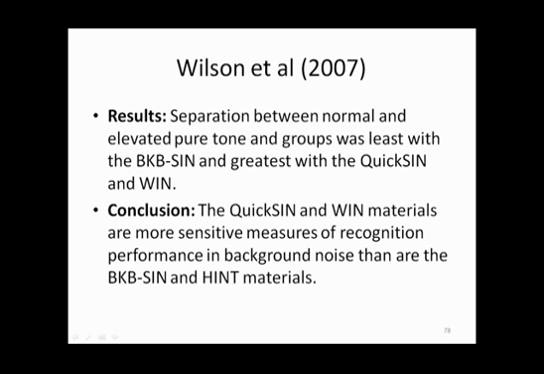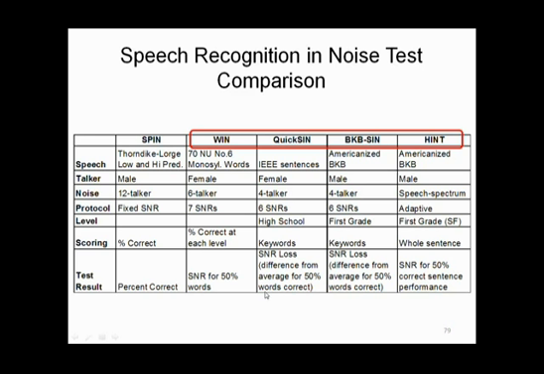The results showed separation between normal and elevated pure tone threshold groups was least with the BKB-SIN and greatest with the QuickSIN and the WIN. And actually, this should say was least also with the HINT. And so the authors' conclusion was that the QuickSIN and the WIN materials are more sensitive measures of recognition performance in background noise than are the BKB-SIN and HINT materials.